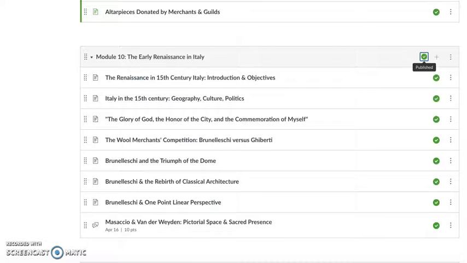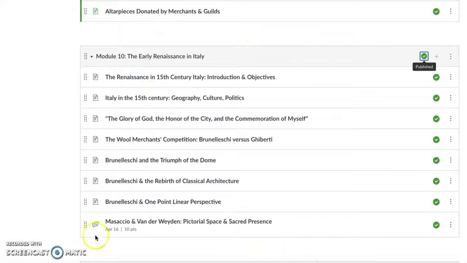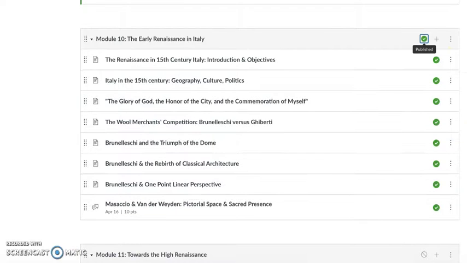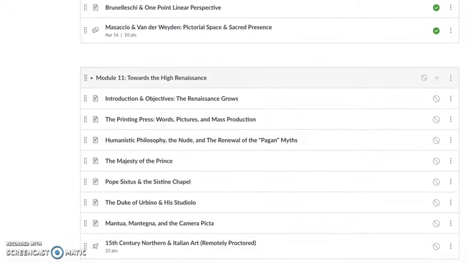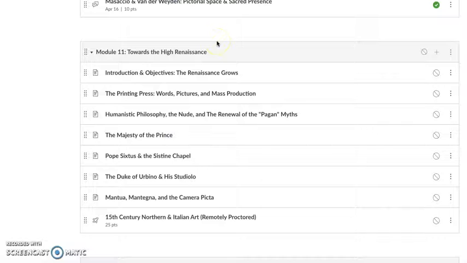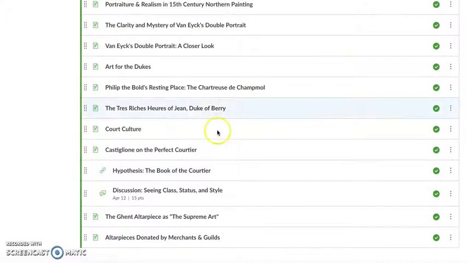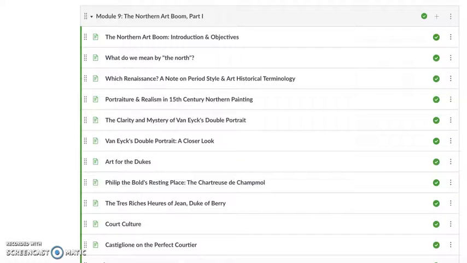Quick note on the structure of the module. You don't see a quiz for this one because I've essentially divided the 15th century, which remember is the 1400s, into the early Renaissance and what I'm calling towards the High Renaissance, which is sort of the later part of the 1400s, around the 1470s and 80s. And you have a quiz at the end of that module, which brings together everything you're learning in Module 10 and actually presents a quiz also for Module 9.